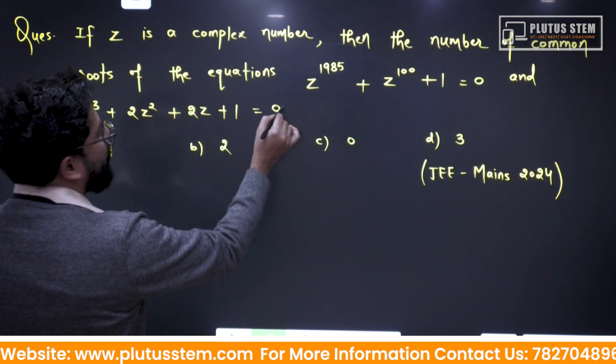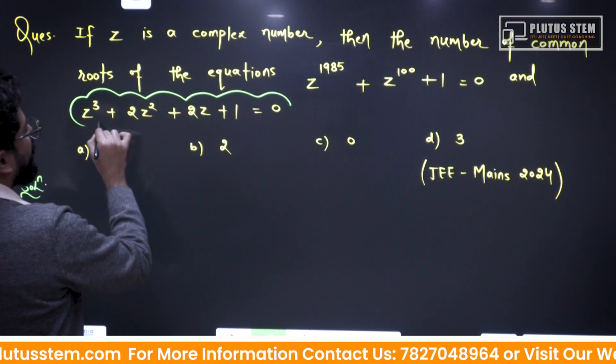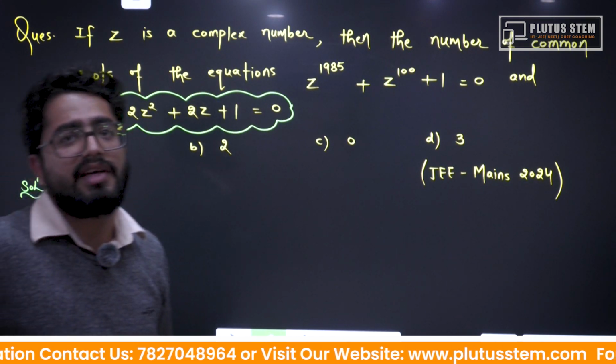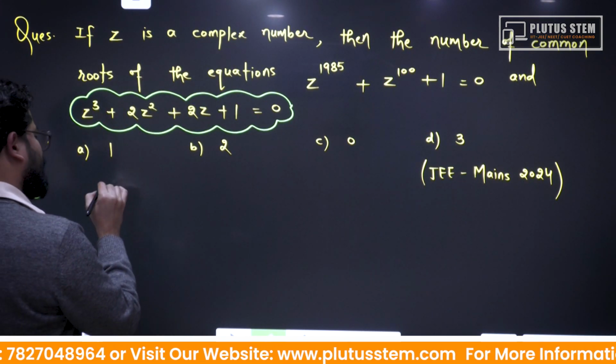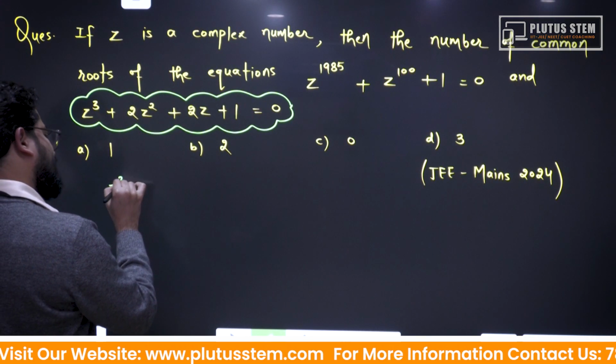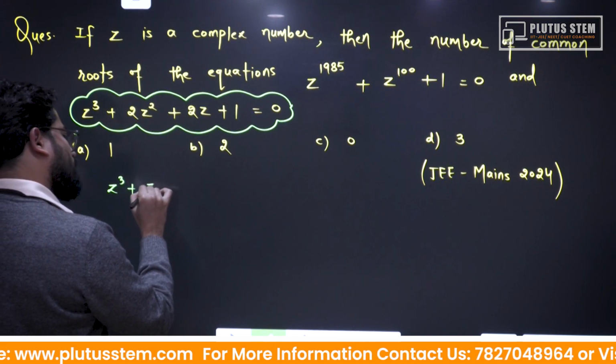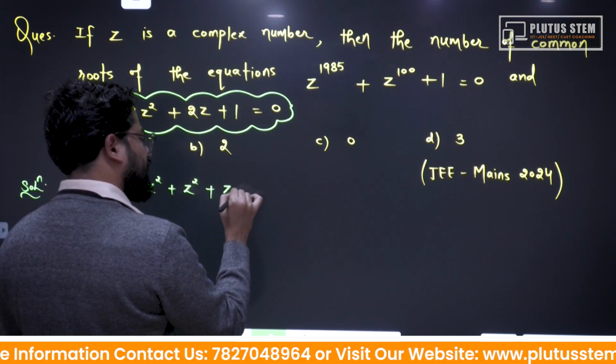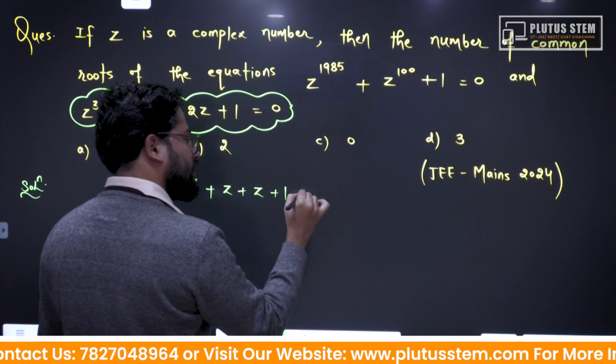So first of all, observe this equation. This is my cubic equation. A cubic equation has exactly how many roots? Exactly 3 roots. So how can we find them? z cube plus 2z square can be written as z square plus z square, and 2z can be written as z plus z, plus 1 is equal to 0.